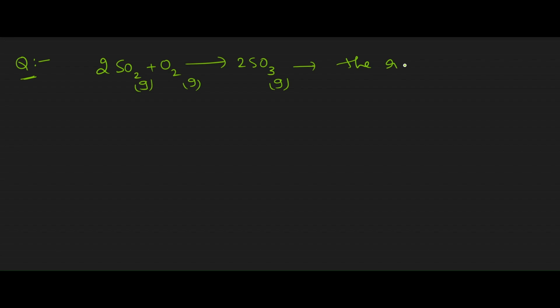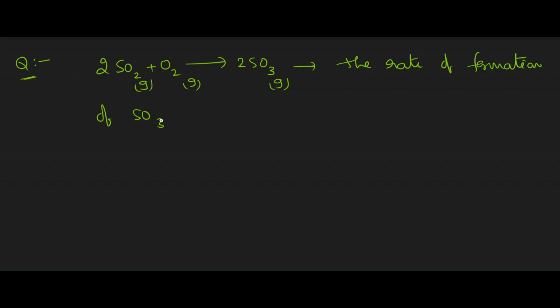Now, based on the last concept, here I am giving a question based on the rate of reaction. For the following reaction, 2SO2 plus O2 gives rise to 2SO3, they have given the appearance of sulfur trioxide. That means the rate of formation of sulfur trioxide.